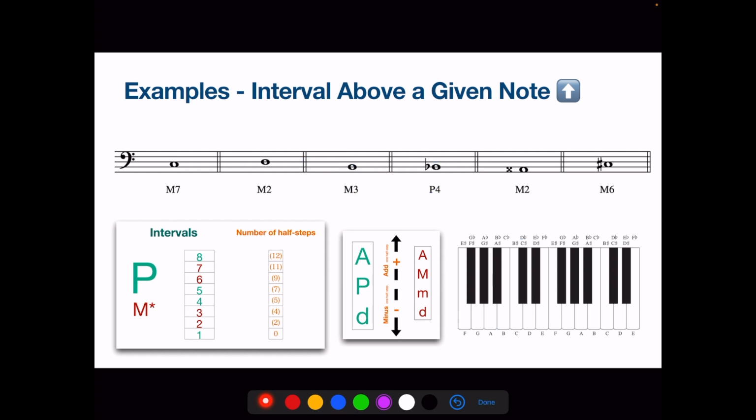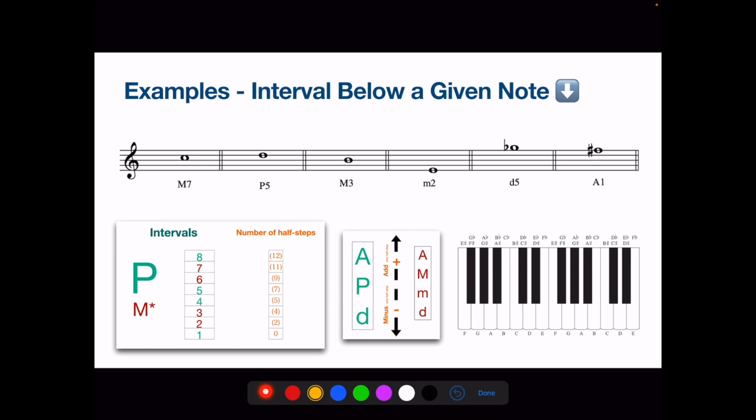All right, moving on. Now we're going to look at examples for intervals below a given note. So here we have a C, because we're back to treble clef. So from C, we just have to count down 7 letter names. So let's write them out because counting backwards is a little hard. So from C, it's going to be B, A, G, F, E, and then D, and then C, right? So 7 notes down is going to be 1, 2, 3, 4, 5, 6, 7. It has to be some kind of D.